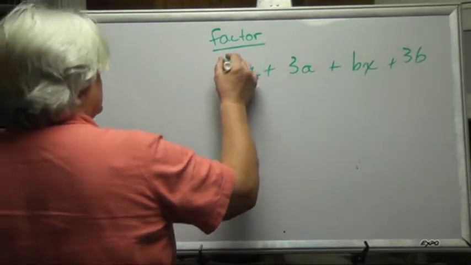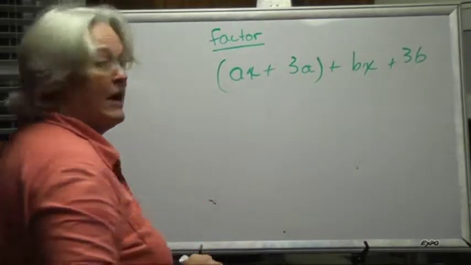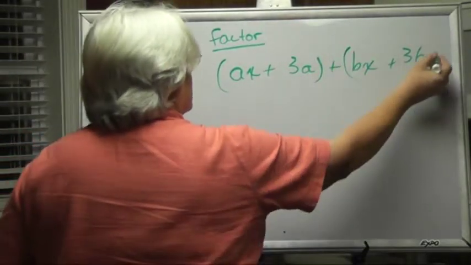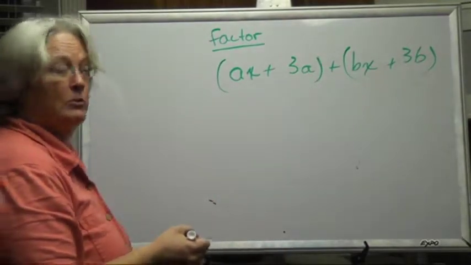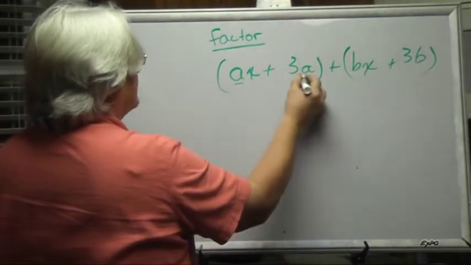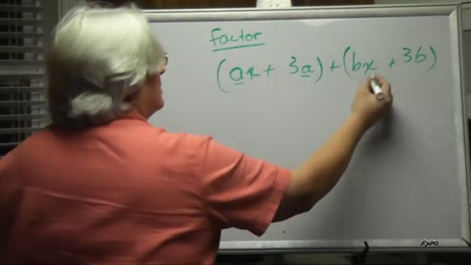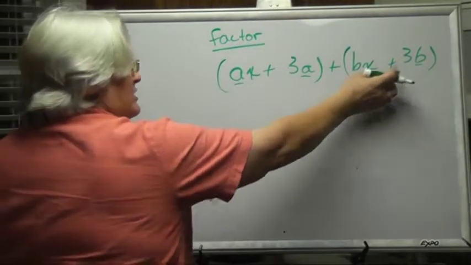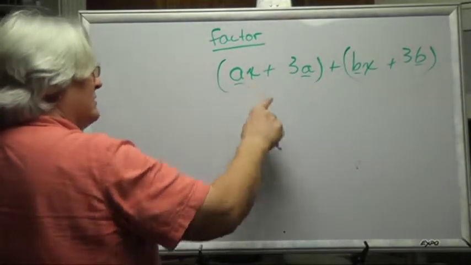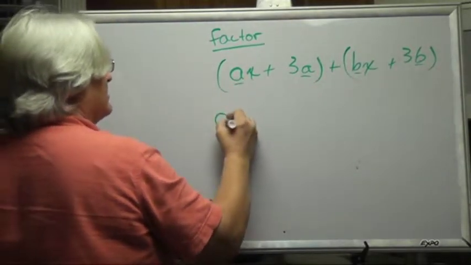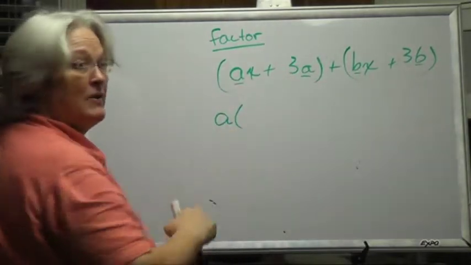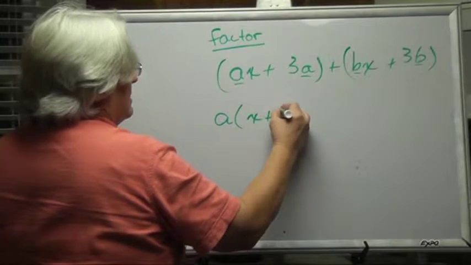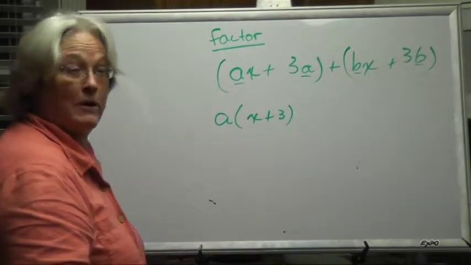So why don't we just do ax plus 3a, we can group together. Bx plus 3b we can group together, because we have a common factor here of a, and a common factor in the second expression of b. We're going to do this distributive property in reverse. A is the common factor. When we take that factor of a out, we have x plus 3 remaining.